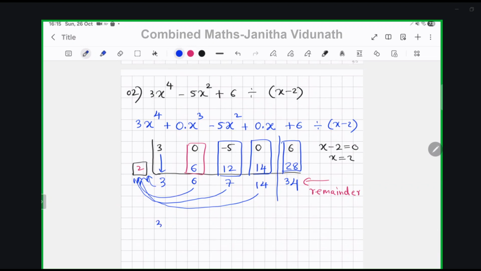That means 3, 6, 7, 14 are the numbers of the quotient. Then we need to multiply with x to the power 0, x to the power 1, x to the power 2, and x to the power 3. Then the final answer to the solution is 3x cubed plus 6x square plus 7x plus 14. This is the quotient. And our remainder is 34. 34 is the remainder.